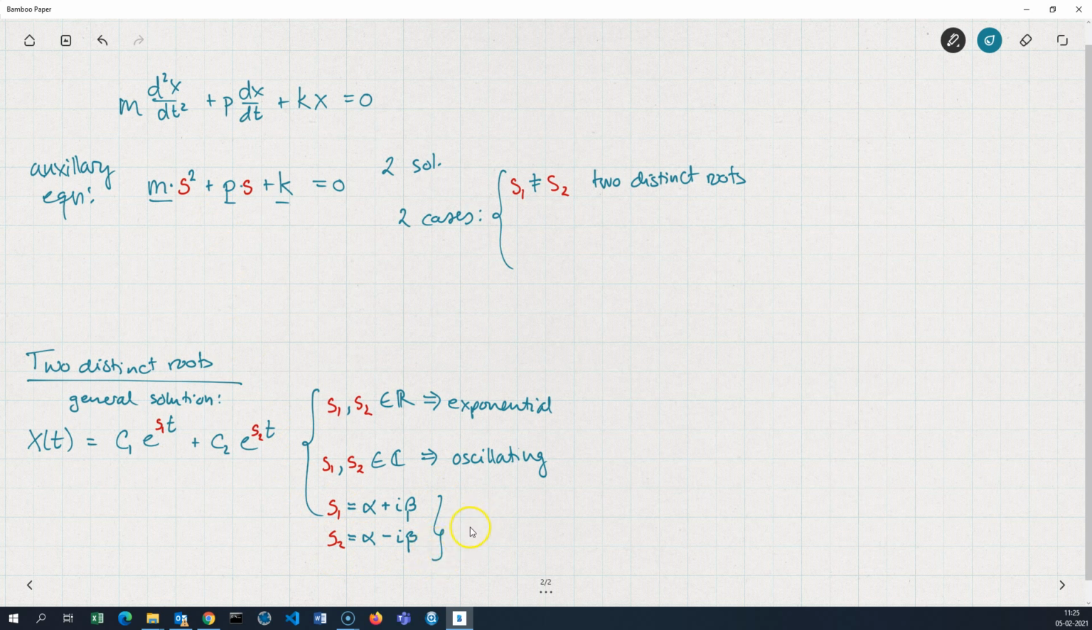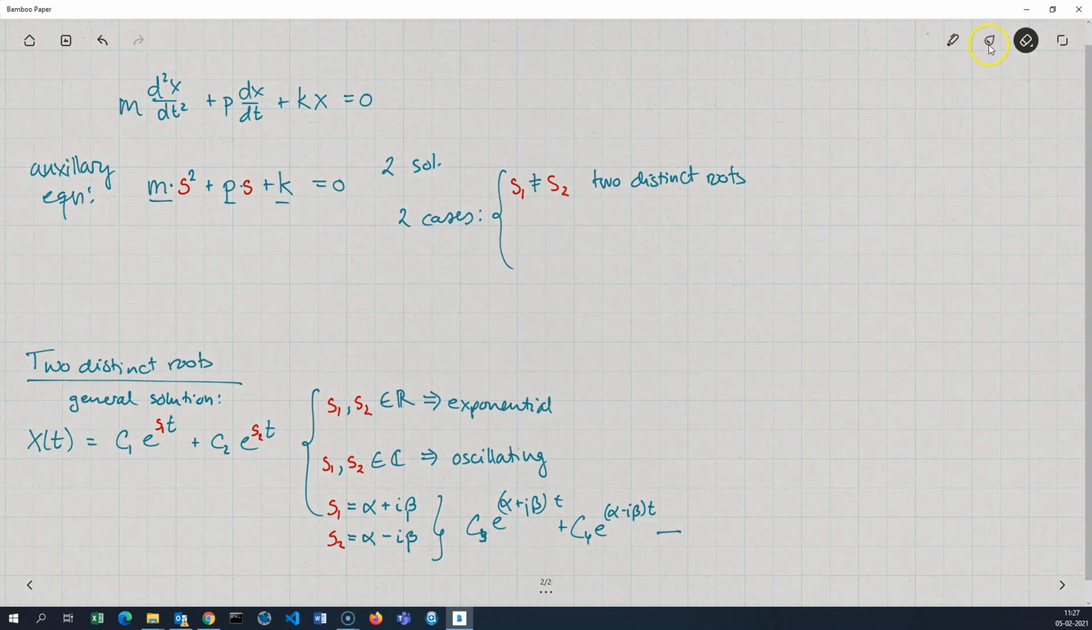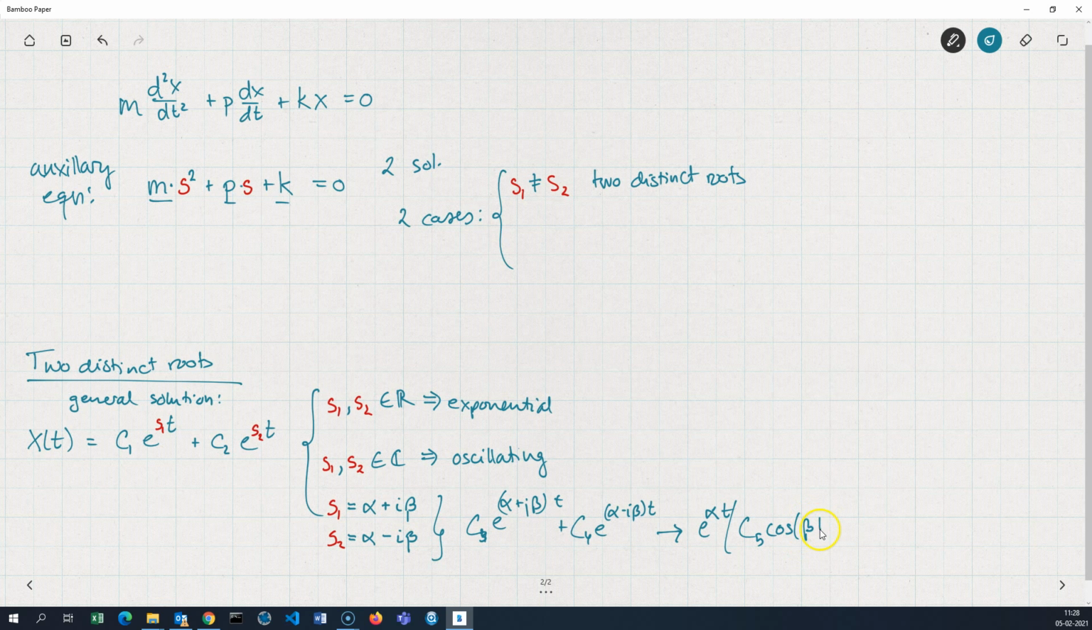And the solution can be written as, I'll just use other constants because they're not necessarily the same, C3 times e to the power of alpha plus i beta t, plus C4 e to the power of alpha minus i beta t, which can actually be rewritten into something that's easily interpretable. e to the power of alpha t times C5 cosine of beta t plus C6 sine beta t.